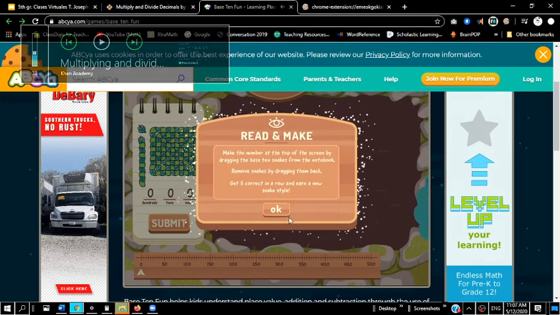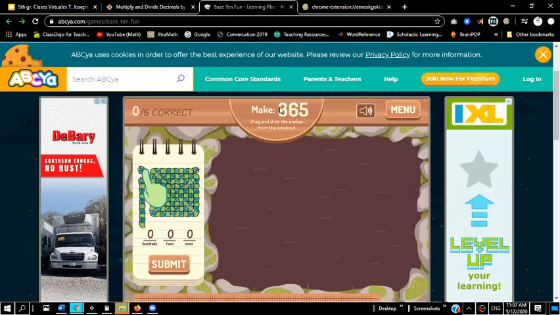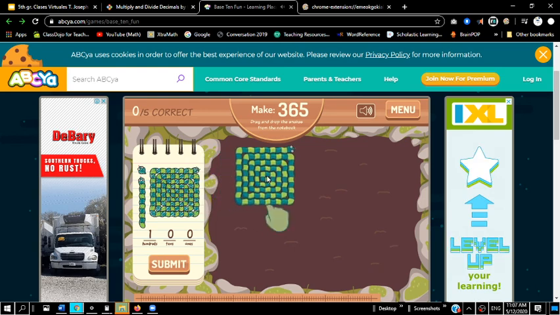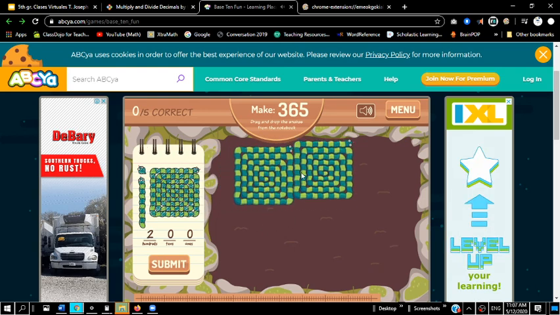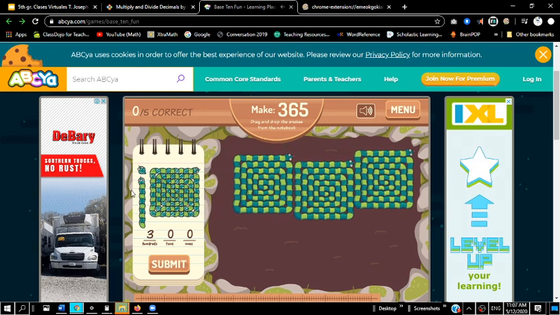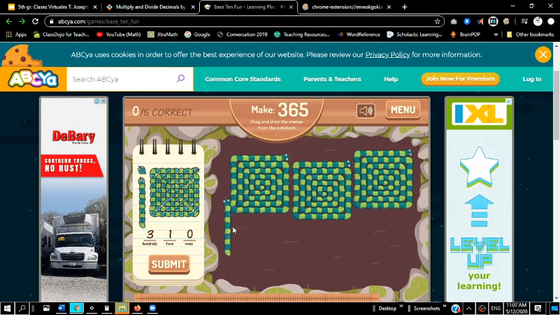Make the number at the top of the screen by dragging the base 10 blocks from the notebook. Remove the blocks by dragging them back. Get the numbers correct to earn a new snake style.